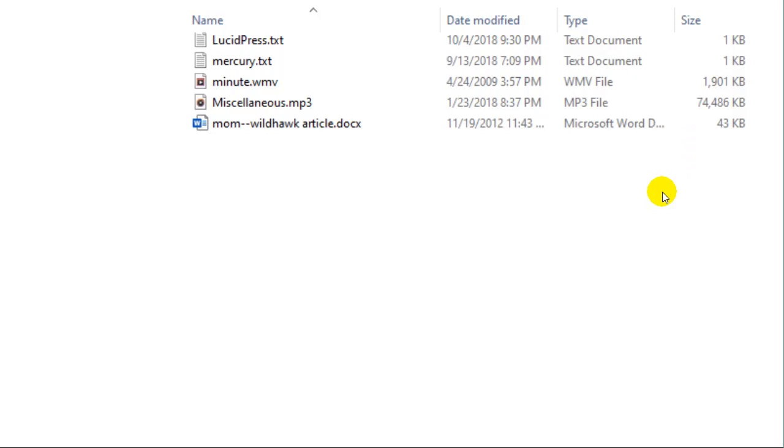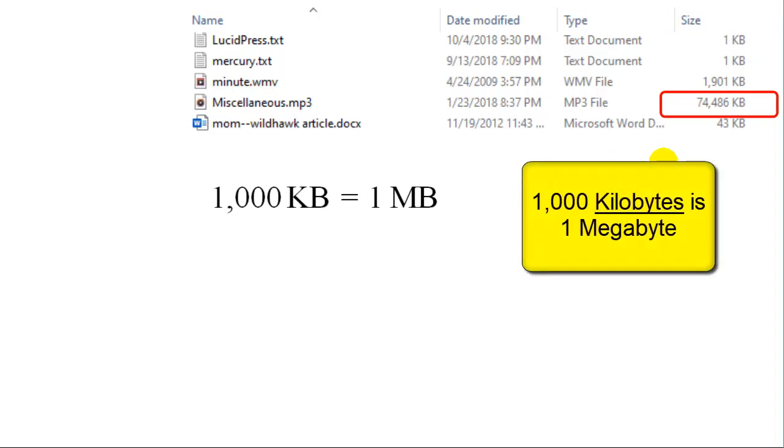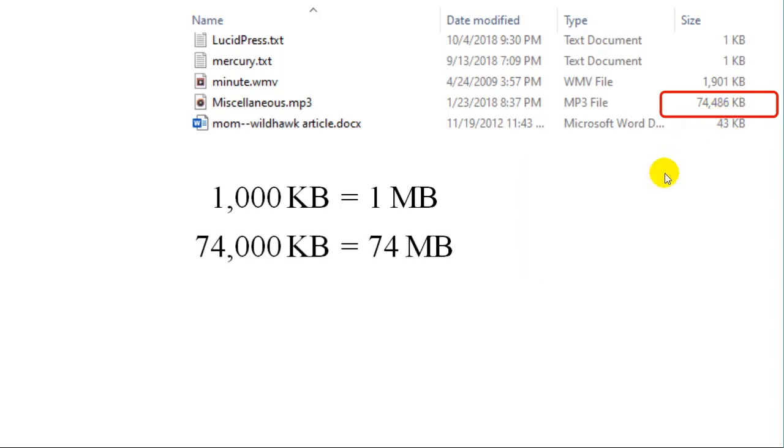Here's a picture of my hard drive's files. And this miscellaneous MP3 file is a sound file. And it says that the size is 74,486 KB. Well, what's a KB? KB is a kilobyte. It's 1,000 bytes. I know that 1,000 kilobytes is a megabyte, but I don't have 1,000. I have 74,000. 74,000 kilobytes is really 74 megabytes.